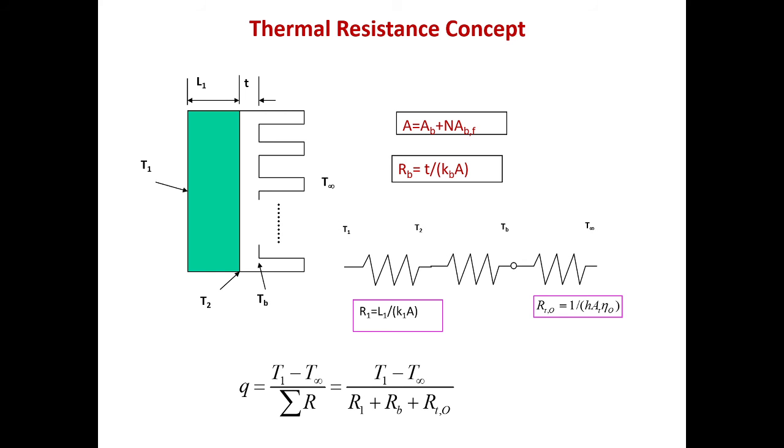I hope you have studied the formula of the resistance, and the formula of that is 1 upon h A eta 0. When we put all of the values, Q equals difference of temperature upon net resistance. We know that voltage, V equals I R, so I equals V upon R. So in place of I, we use Q. In place of V, we use temperature difference, and in place of R, we use the thermal resistance. So T1 minus T infinity equals R1 plus R_B plus R_t0. R1 plus R_B, that is R_B, plus R_t0, that is R_t0.